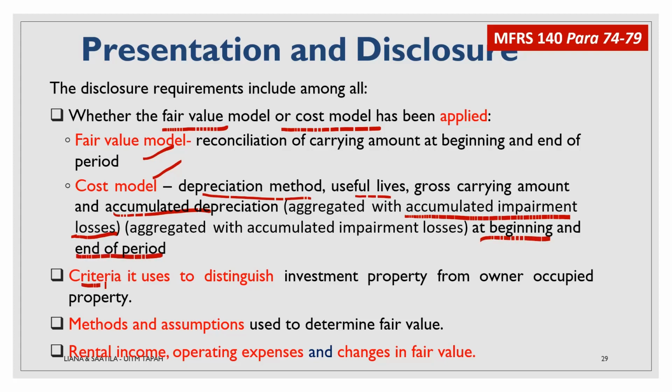The criteria that you use to distinguish investment property from owner occupied property, the methods and assumptions used to determine the fair value, and whether the fair value can be determined reliably. The rental income related to the investment property, and the operating expenses that relate to generating the rental income are some of the disclosure requirements, as well as changes in fair value. That's it for the lecture.